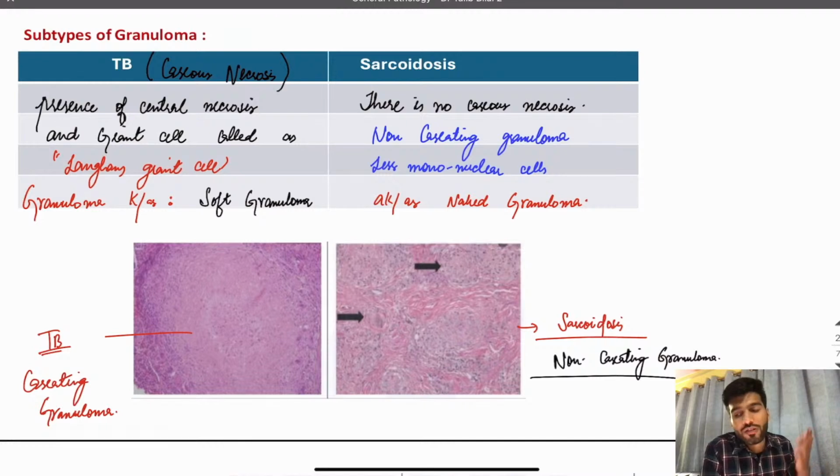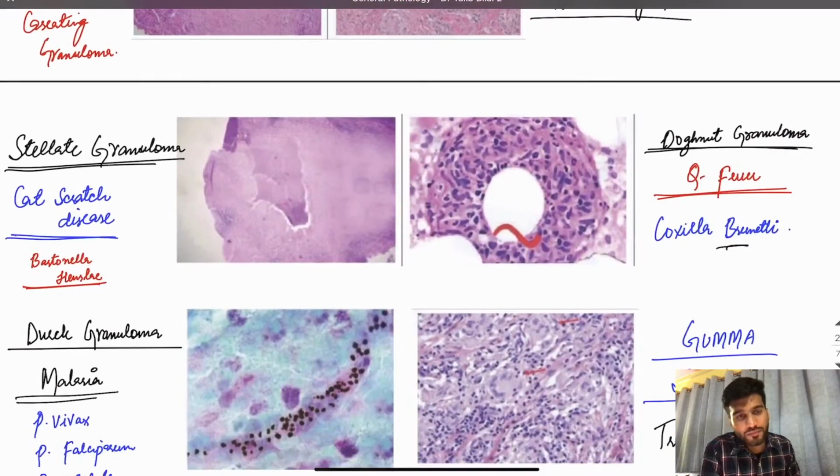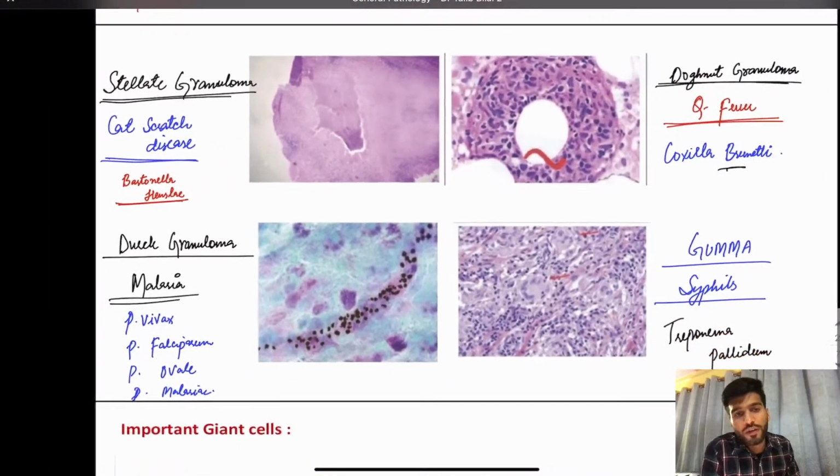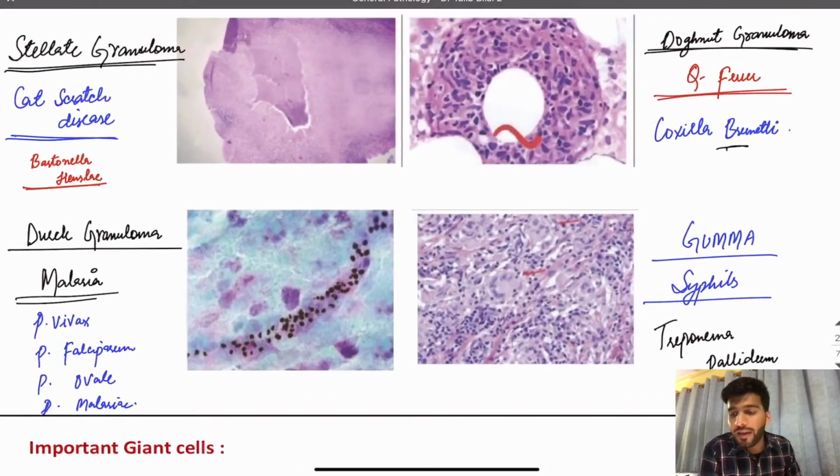Central necrosis, caseous necrosis, is present in TB, whereas in sarcoidosis there is no caseous necrosis. There are fewer mononuclear cells. Then satellite granuloma: cat scratch disease, Donner granuloma, Q fever, Dirk granuloma, malaria, and gumma in syphilis.